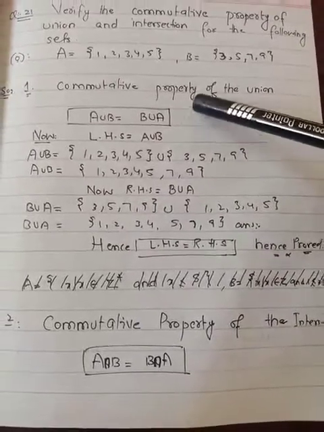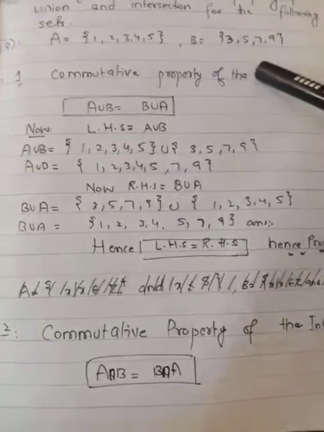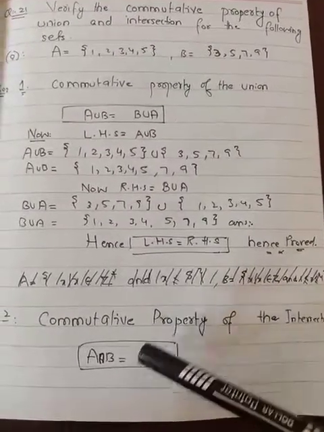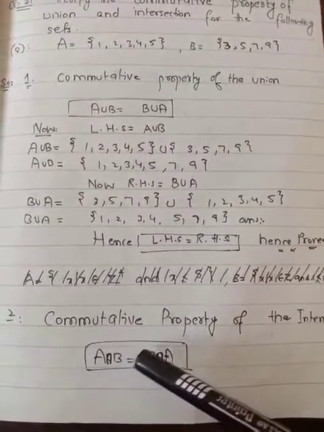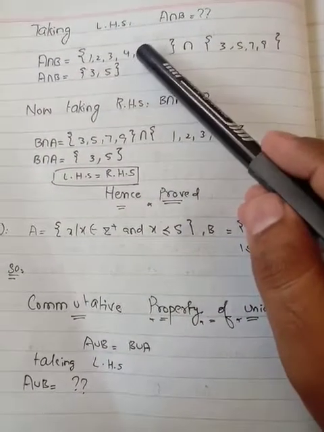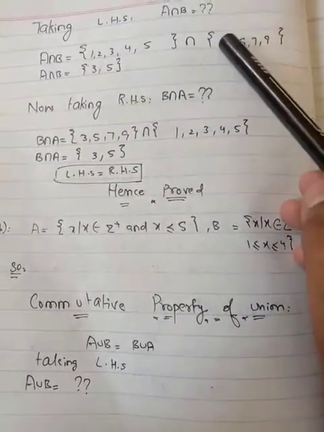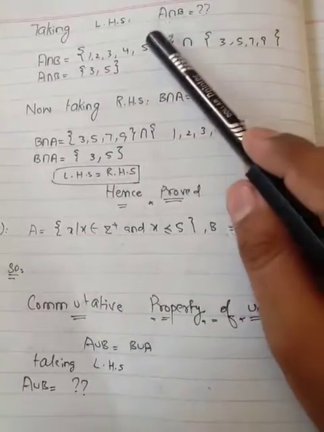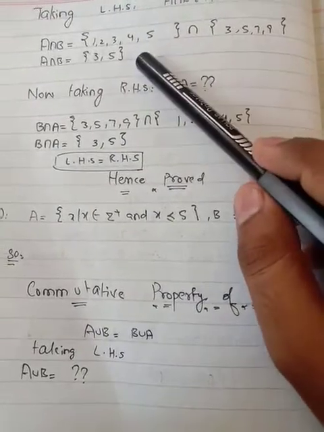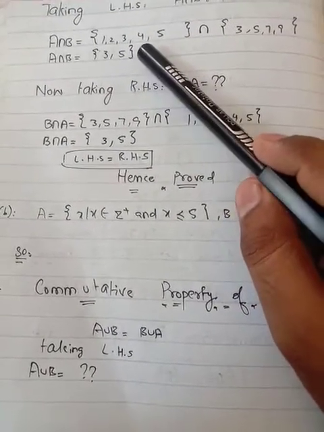Similarly, as we have done the commutative property of union, we will do the commutative property of the intersection. Here A intersection B should be equal to B intersection A. A is 1, 2, 3, 4, 5 and B is 3, 5, 7, 9. We will do intersection. The common elements in both sets are 3 and 5. So this is our answer of A intersection B.